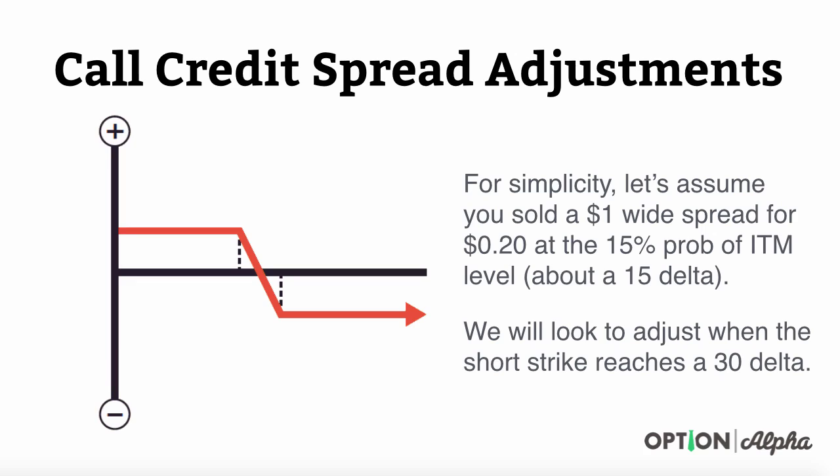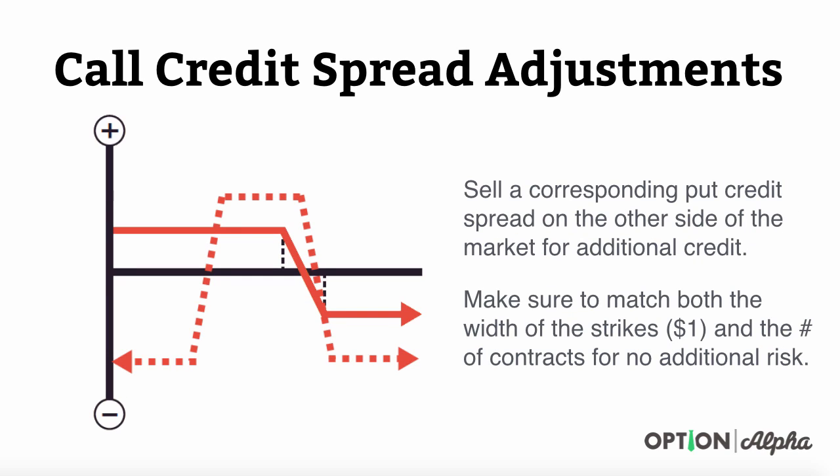So what we will do is look to adjust when the short strike reaches a 30 delta. Remember, we entered this trade to begin with at a 15 delta. So our personal adjustment rule is if that delta doubles. If the risk of us losing money doubles, then we'll look to make an adjustment to a call credit spread. So here's exactly what we'll do.